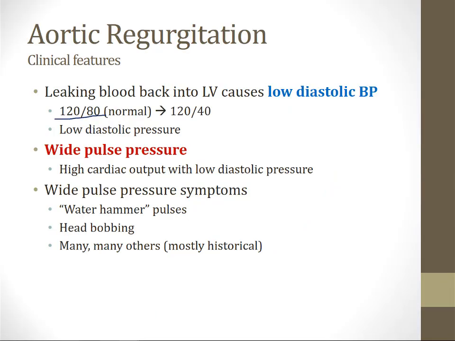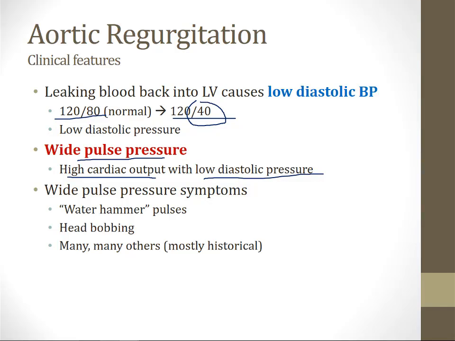If 120/80 is a normal blood pressure, you may see a blood pressure of 120/40 in a patient with aortic regurgitation. They have that low diastolic pressure. They also have a wide pulse pressure. This happens because the diastolic pressure is low. It also happens because the cardiac output goes up in aortic regurgitation. Remember, the preload is increased. The ventricle is filling with more blood than usual because of the leaky aortic valve.